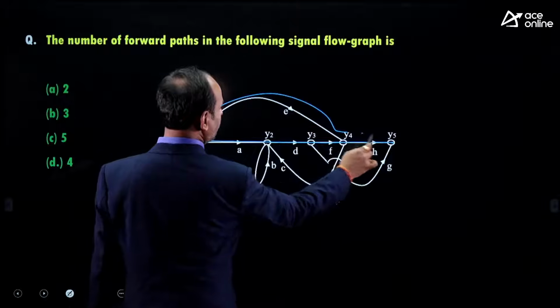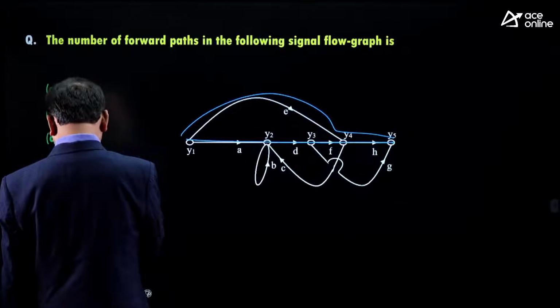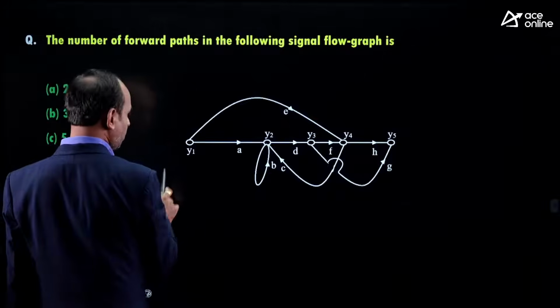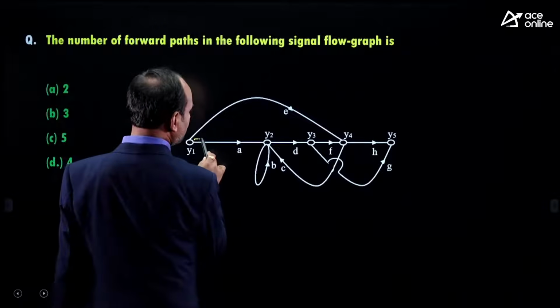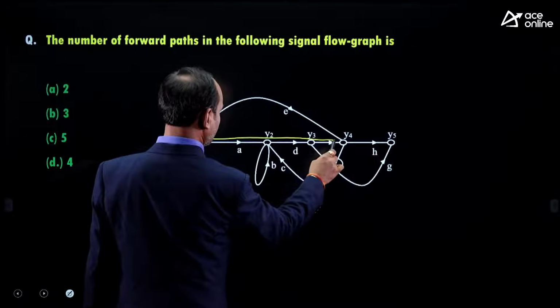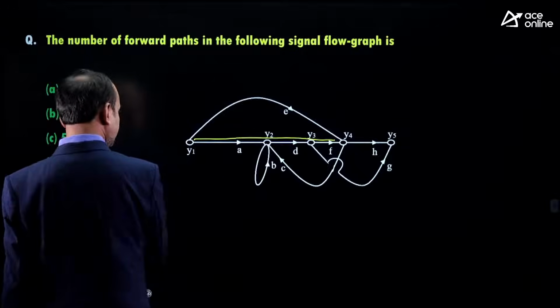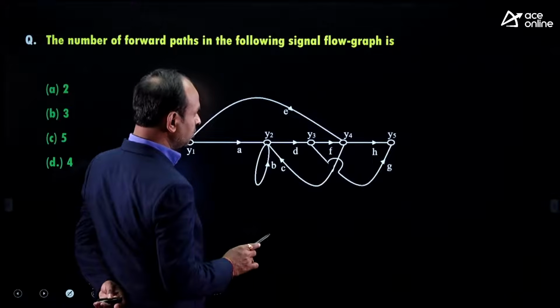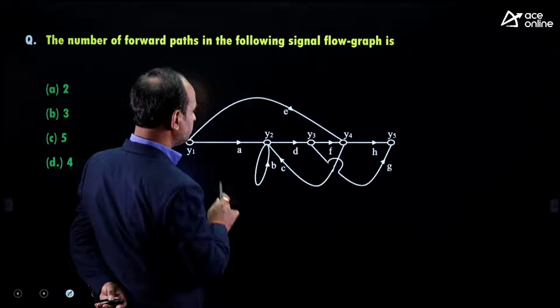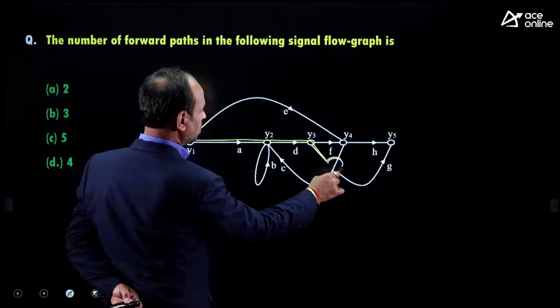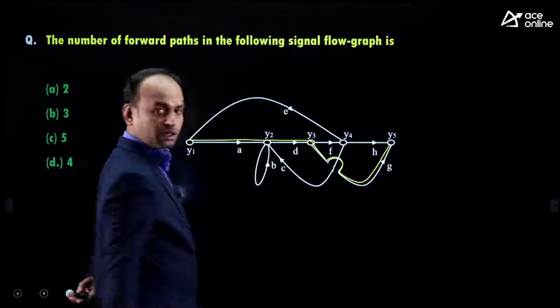Second forward path, I think no need to explain. Now the third forward path, I think you have doubt. Now all of you listen here. This is the third forward path, dear. Observe. Yes, this is the third forward path. Correct, accepted.